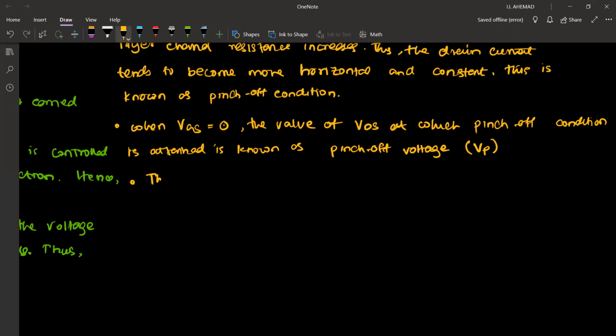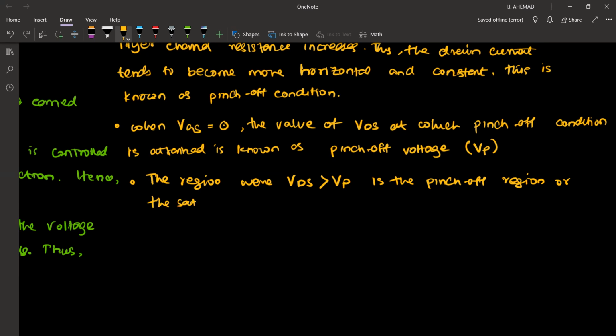The region where VDS is greater than VP is the pinch off region, or the saturation region, where ID remains constant.